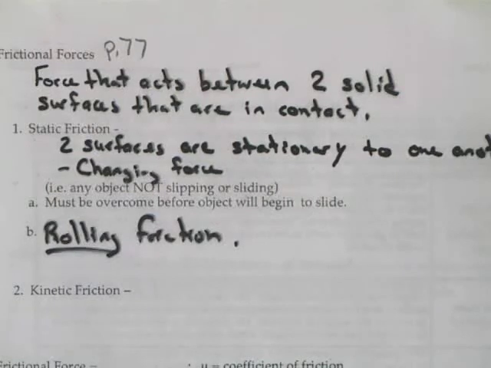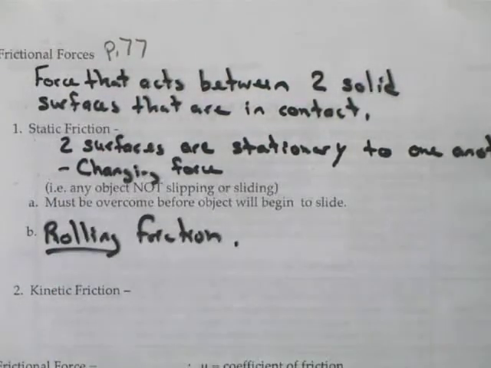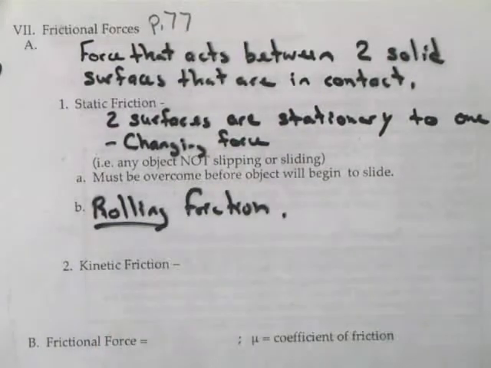The friction, yeah, because you're not sliding across the ground. You have two solid surfaces. The sole of your shoe and the floor are in contact with one another. They're stationary to one another. And so it's static friction between your shoe and the floor that actually propels you forward. Something different, but rolling friction is also static friction.